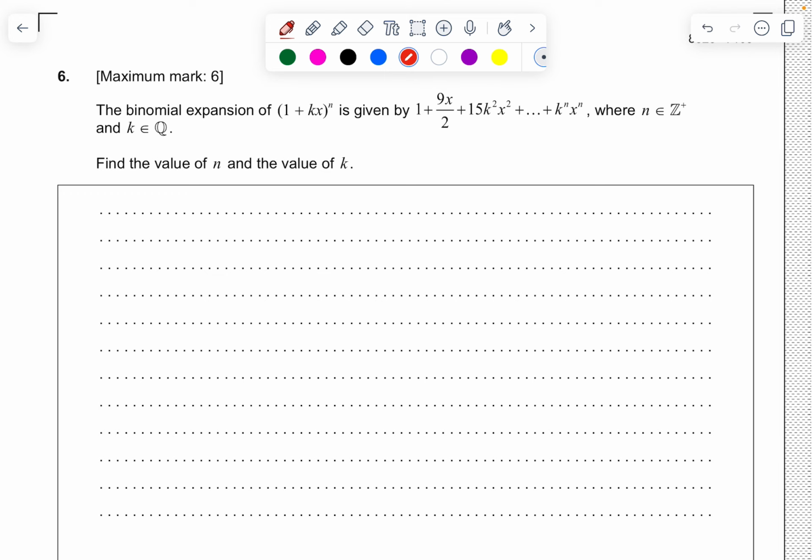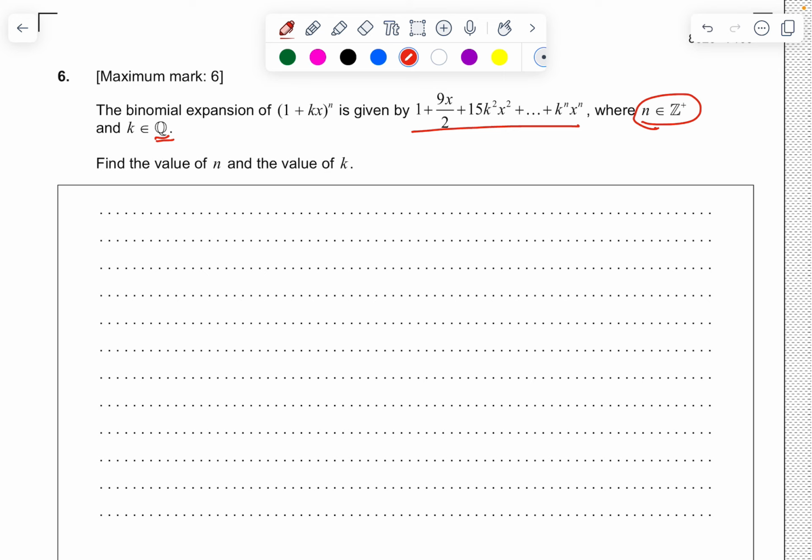So in the binomial expansion, 1 plus kx to the power of n is given by 1 plus 9x over 2 and so on, right? Where n is a positive integer, we know that n is always a positive integer, and k can be a rational number. Q means rational number. Okay, so let us find the value of n and the value of k.